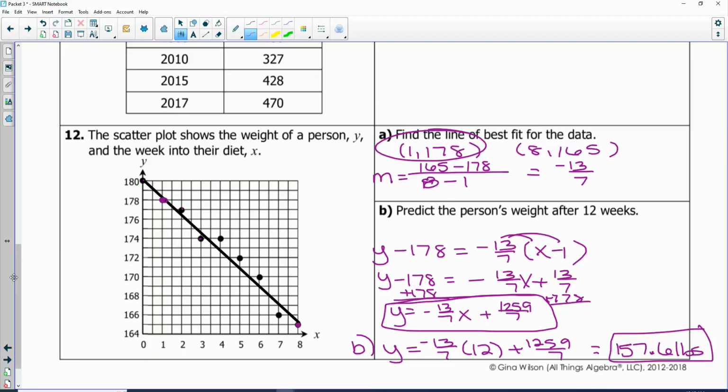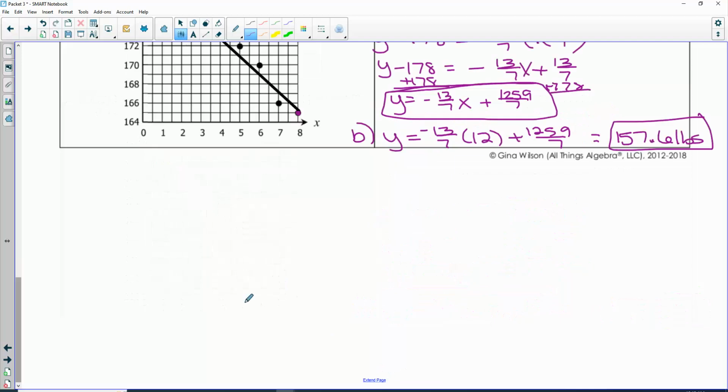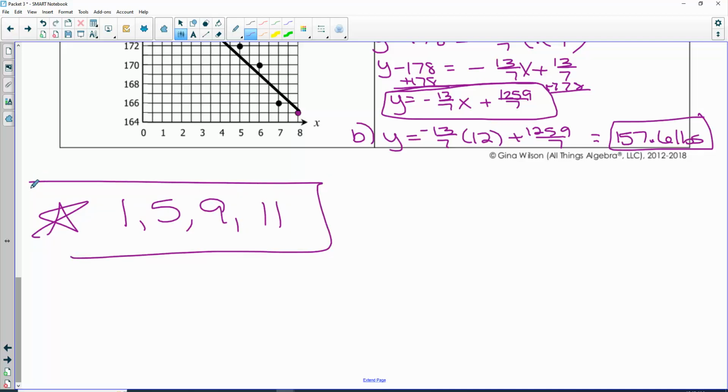What I want you to do now. You have every problem that we worked through. You also need problems 1, 5, 9, and 11. So I'm only giving you 4 problems to do.